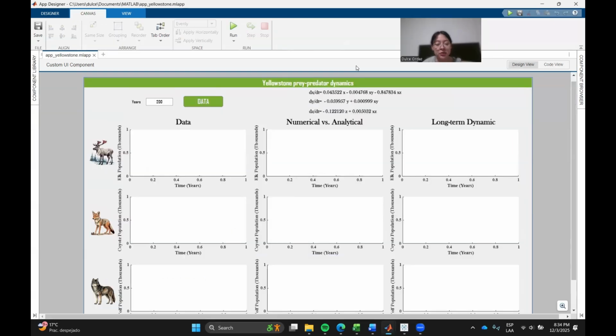Here I have the design view of my application, and I put in the differential equations with each coefficient that I obtained in my previous code of points 3 and 4 of the case study report. In this way, the user will be able to see how the different species interact. For instance, here we have that the coyote population declines, as well as the wolf.